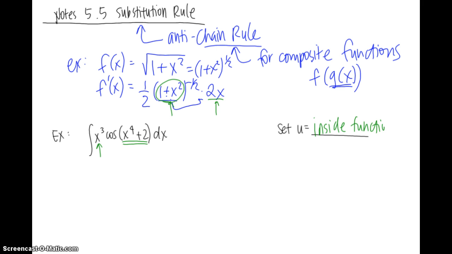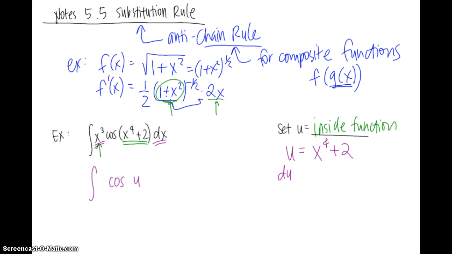And again, you have to kind of look ahead to make sure that the derivative of that inside function actually exists on the outside. So in our case here, we're going to set u equal to x to the 4th plus 2. Right? So instead of cosine of x to the 4th plus 2, we are going to get cosine of u. Now I have to do something with this x cubed and this dx. I have to translate it to be in terms of u.